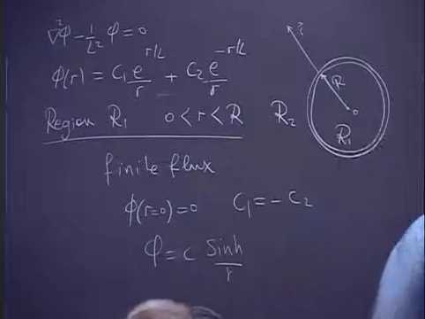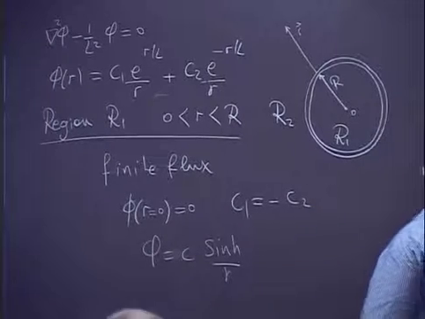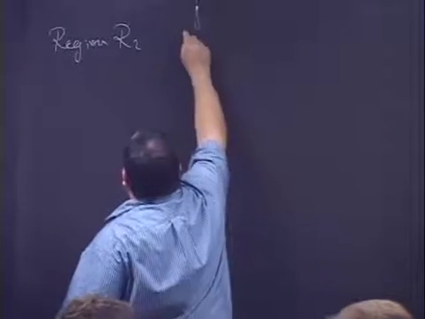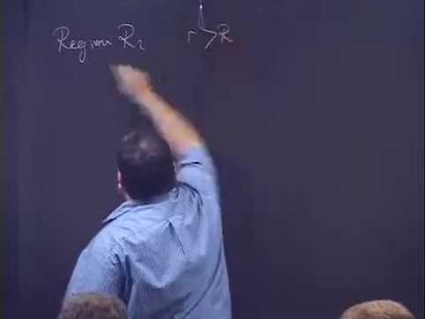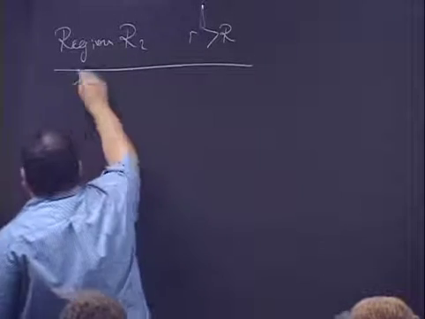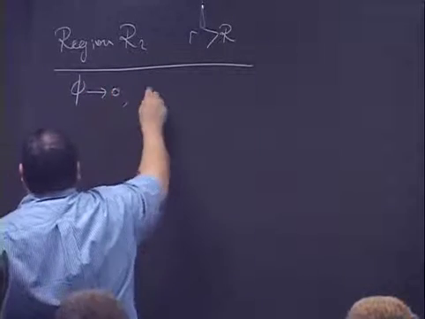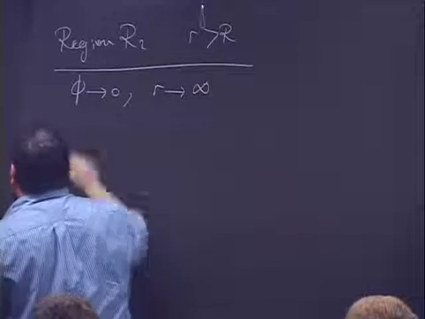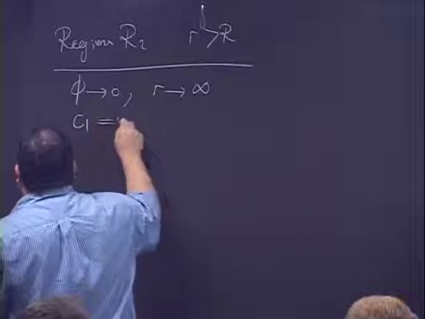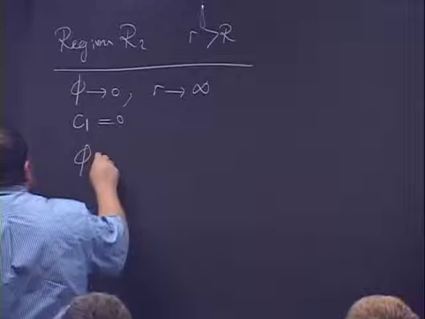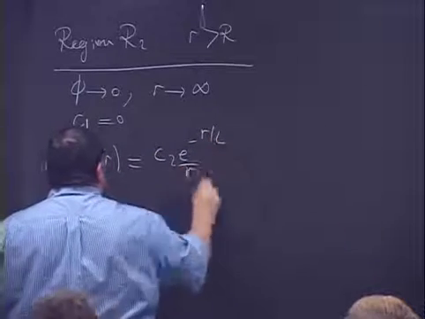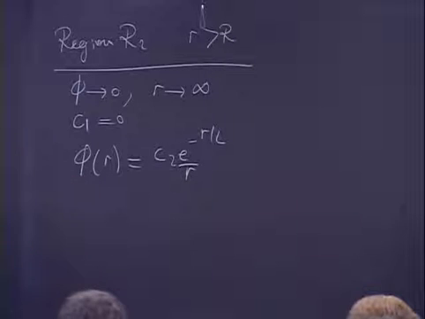Then when you solve the equation in region number 2, which is r greater than capital R, your flux goes to 0 when r goes to infinity, and this will eliminate which one? C1 will go to 0. Then you will have another φ(r) equal to C2 e^(−r/L) divided by r. So you have two unknowns here that you want to calculate.